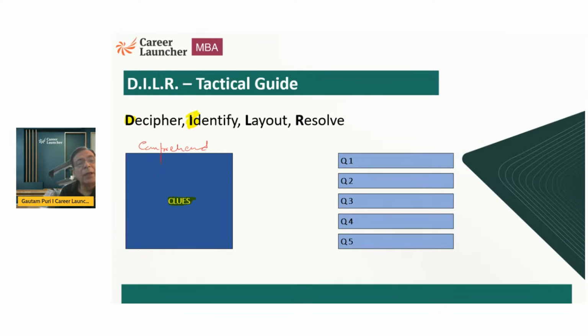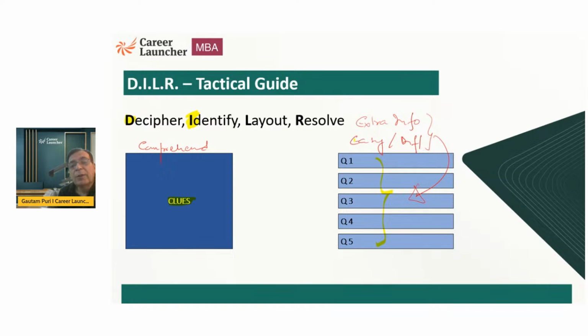What are you supposed to identify? Looking at the questions, you should be able to identify which questions should be attempted first. Okay? You should be able to identify which are the easy questions, which are the difficult questions, which are the questions which will give me extra information, which will help me fill up the table. So all this kind of data you have to pick up from the question. This is what we mean by saying identify.